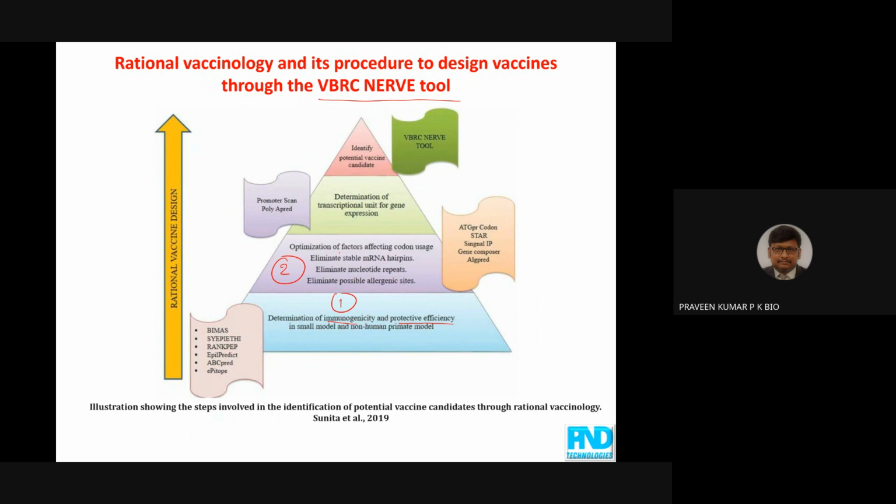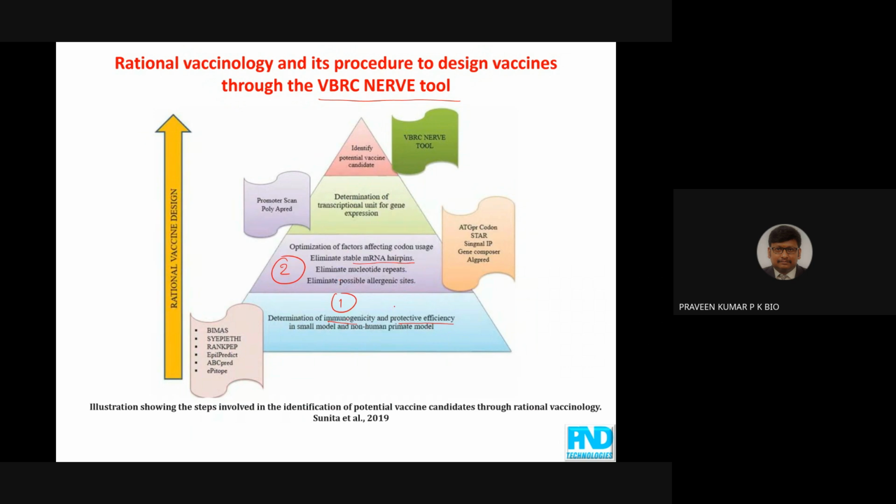to go with optimization of factors affecting codon usage. Eliminate stable mRNA admins. Yesterday, one of the participants asked me how to make a protein more stable. I told her to check whether any beta folds or hairpins are formed. If you look at the mRNA, you can similarly find hairpins. You should not find hairpins in the mRNA. If the mRNA has hairpins, then the stability is actually less. Eliminate nucleotide repeats. Eliminate possible allergenic sites. This is step number two.